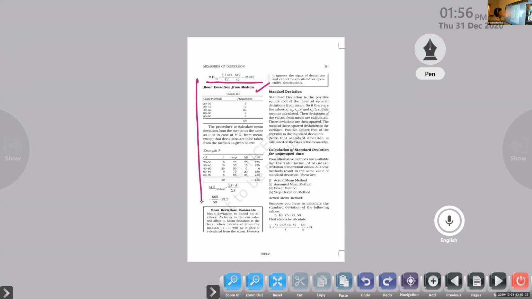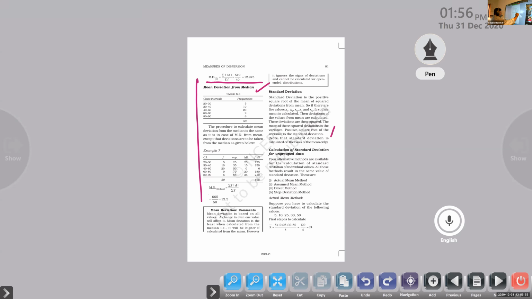What is the equation to find the median? Anyone? What is the formula? I mean median, not mean, median. Nadia? Back to the chapter. Who is this? Aditya? Yeah, tell me, Aditya. L plus N by 2 minus CF by F into H.